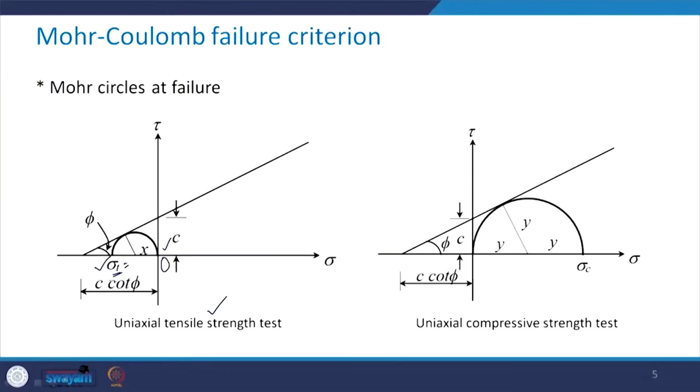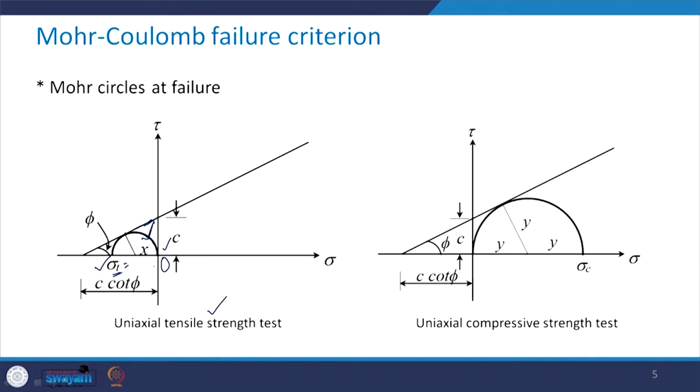Now I assume that the Mohr-Coulomb failure criterion, which was tau equal to c plus sigma tan phi, is applicable in the tensile zone also. Then we can extrapolate it in this direction like this, and therefore this will be the tangent to this circle, which is shown here.